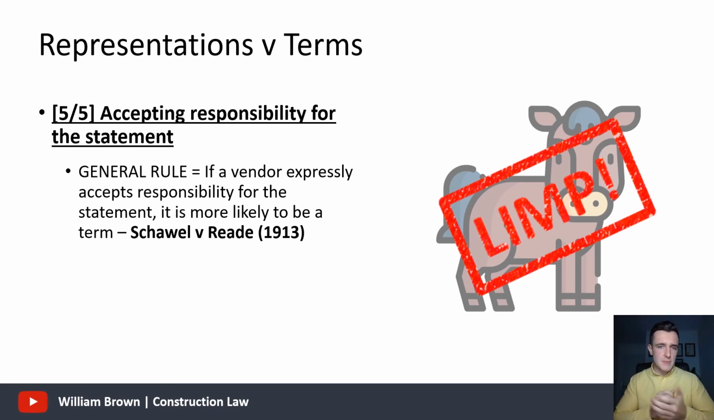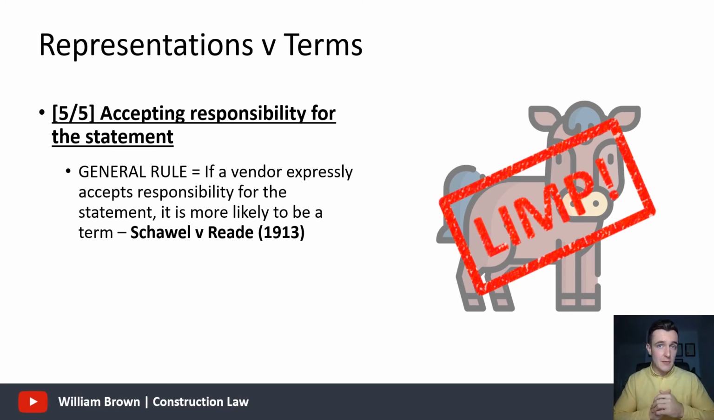So in this particular case, Mr. Schwall was purchasing a horse off of Mr. Reed, and he went to view the horse just before the contract was concluded. And in doing so, Mr. Schwall set out that the horse was going to be used for studding purposes, so for procreating other little horses. And Mr. Reed, in response to that, set out that this horse is sound, it can be used for that purpose, I accept responsibility for that, and you don't need to have your vet check him out to make sure that he is fit for studding.